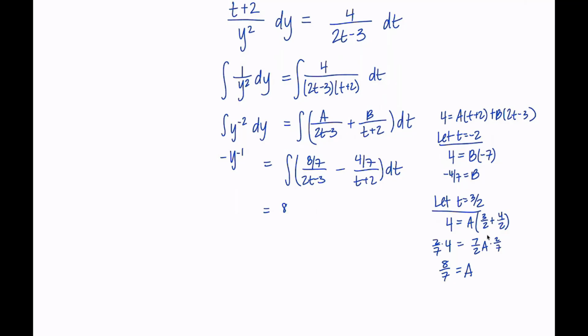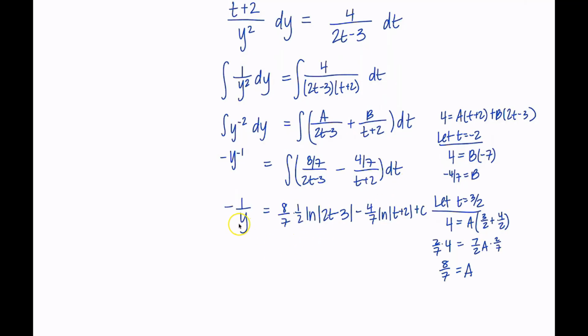All right, so we're going to have 8/7 in the front, and then here it is going to become natural log, but because it's not just t minus 3, there's this 2 in the front, we're going to have a 1/2 come out, technically from u substitution, right? So we're going to have 8/7 times 1/2 natural log absolute value of 2t minus 3 minus 4/7. And then this one is just a 1t plus 2. So natural log absolute value of t plus 2 plus c. And that was all equal to, here, let's rewrite this as negative 1 over y.